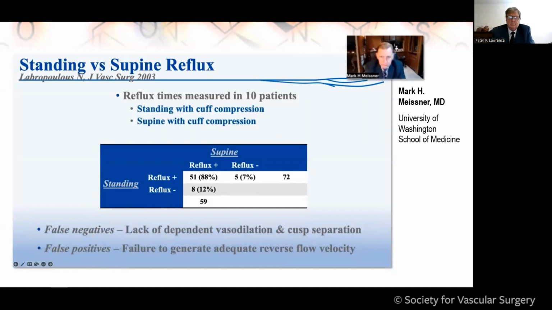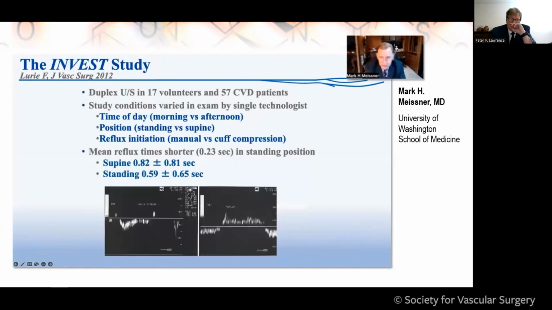False positives are likely a much bigger problem than false negatives in the supine position, as was the case in this young girl. The INVEST study investigated the repeatability of duplex ultrasound for the determination of reflux in 17 healthy volunteers and 57 patients with chronic venous disease.